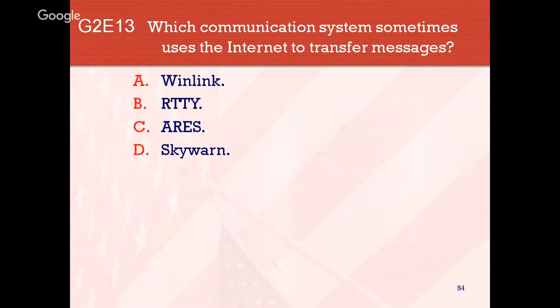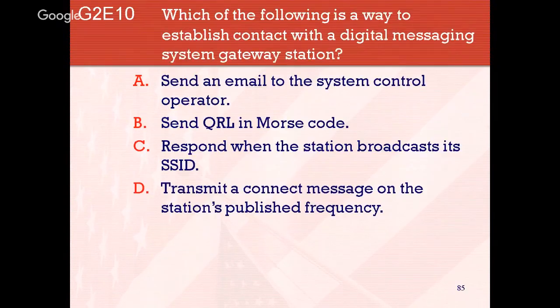Which communication system sometimes uses the internet to transfer messages? We just got finished talking about that. It's WinLink, and it's something that I don't know many people use. Maybe they use it. I don't know much about WinLink personally, but WinLink is the correct answer, A, here. So which of the following is a way to establish contact with a digital messaging system gateway station? It's very simple. You want to establish contact by transmitting a connect message on the station's published frequency.